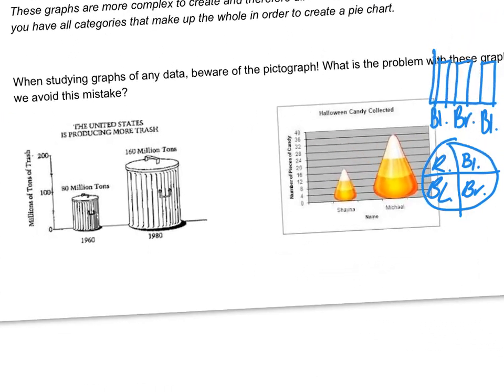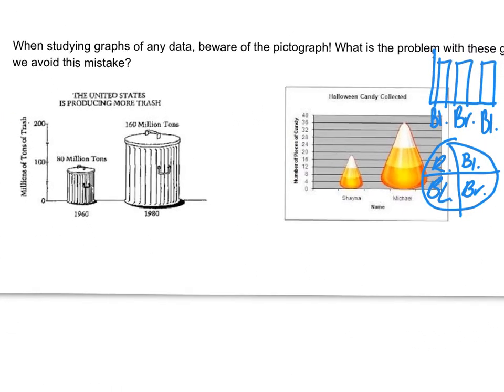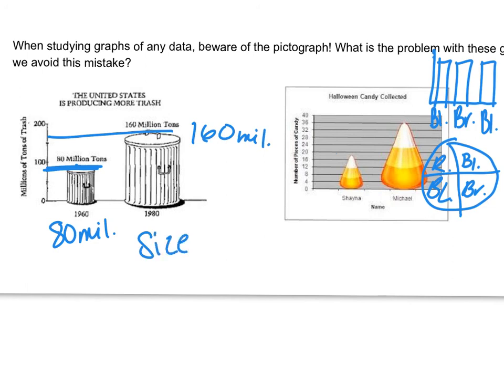The last thing I just want to address in this video is pictographs. So these pictographs are really pretty. They look beautiful. However, there is a little bit of a problem with these pictographs. If you notice, for example, this image with the trash cans. The first trash can is 80 million, while the second trash can is only 160. So the size should only be doubled. However, because of the area that larger trash can is covering, it makes it seem like it's more than double.